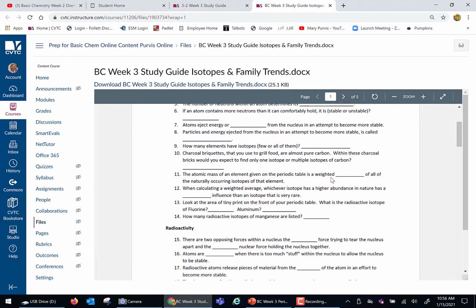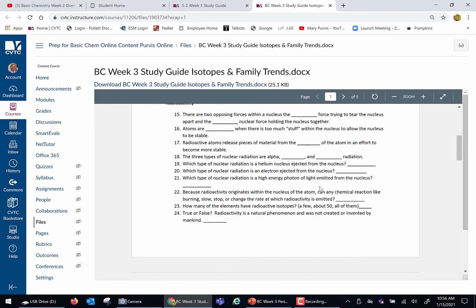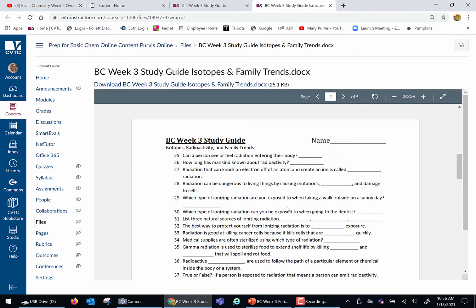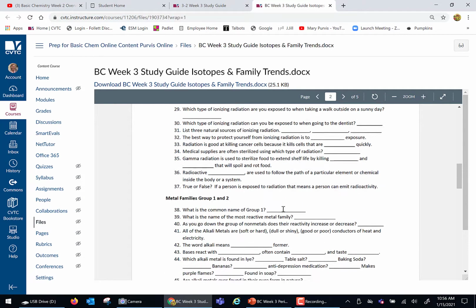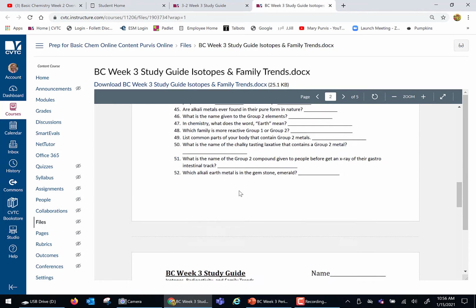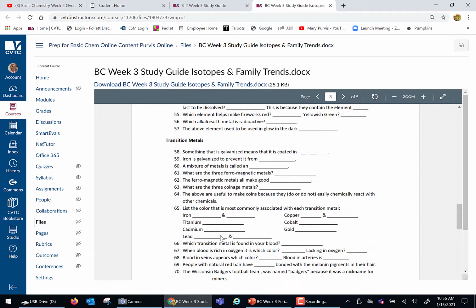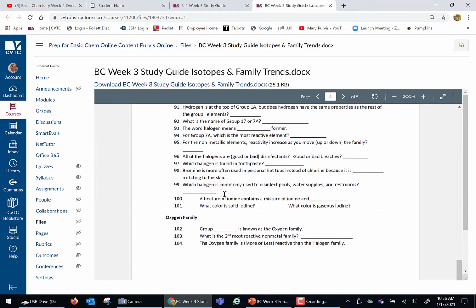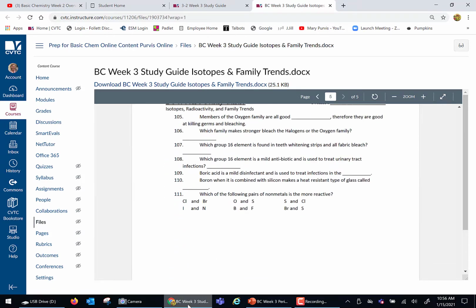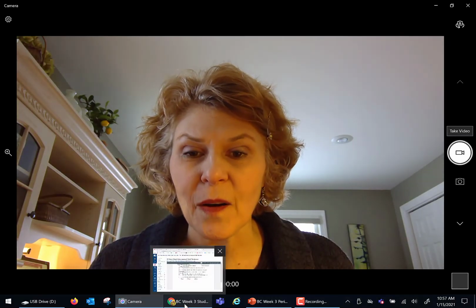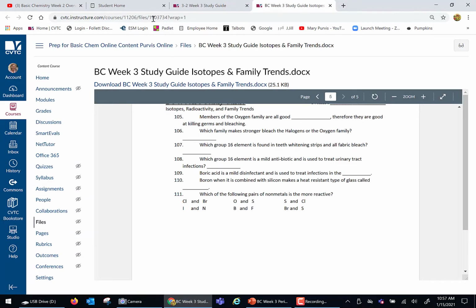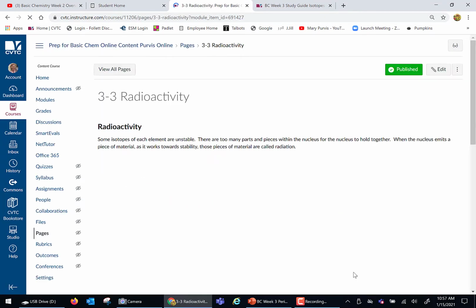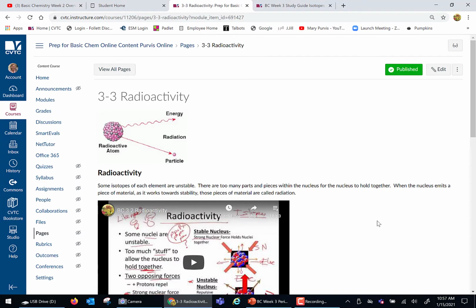Then we're going to go off to our study guide, and our study guide, as I mentioned this week, is a lot more questions about the information from the videos. So the videos are your big source of info usually, but much more so this week. Radioactivity, metal families, group 1 and 2, and then we're going to go over to the transition metals. We're getting into non-metal families, the halogens, the oxygen family, and different topics and trends through all of those. After we go through the study guide, or after you've downloaded that, and remember you're going to fill that out and submit it for a grade, we're going to talk about radioactivity.